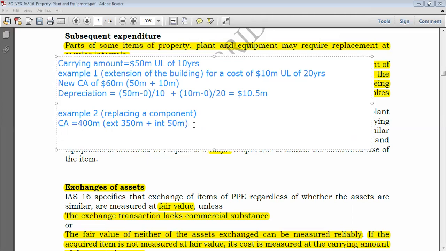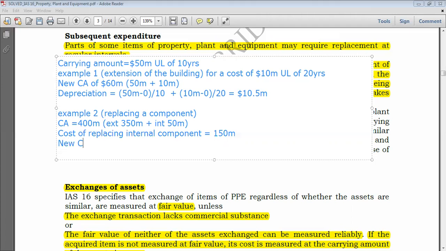All right. Let's presume the cost of replacing this internal component, let's say you have to replace it at a cost of $150 million. So what would we have to do here? We would have to revise our new carrying amount. It's just easy. Initially, we had the carrying amount of 400 million. So first of all, we remove this 50 million and we add this 150 million because we're recognizing it, ending up with 500 million. So this will be your new amount.